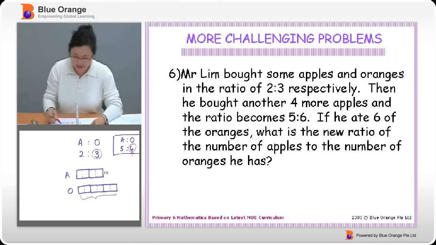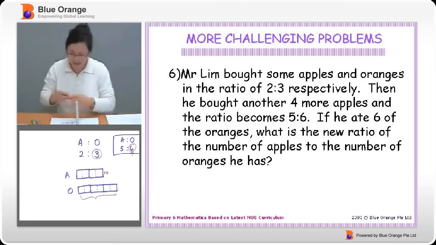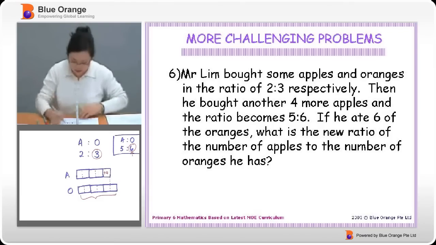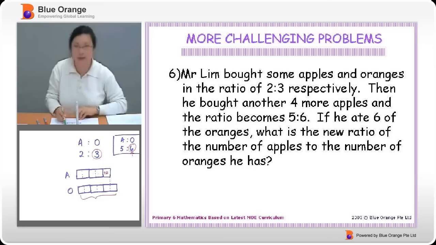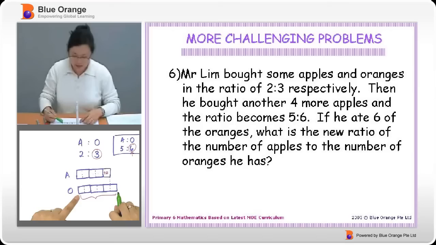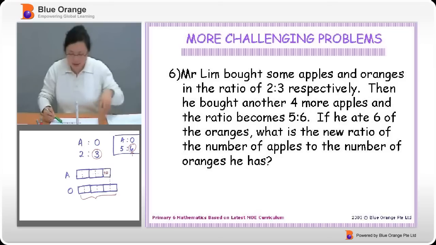Very simply, you can draw one more part, equivalent to one more of this, so that it becomes 5 equal parts for apples and 6 equal parts for oranges. That's why we need to do it slowly. We need to recognize the equivalence based on the oranges. The oranges remain constant, so we can work from there. From 3 parts, you make it into 6 equal parts. So we have 5:6.